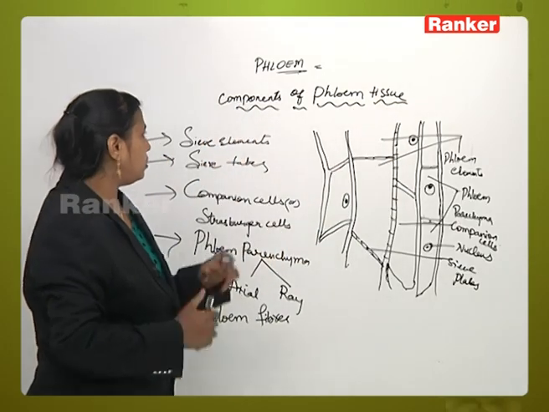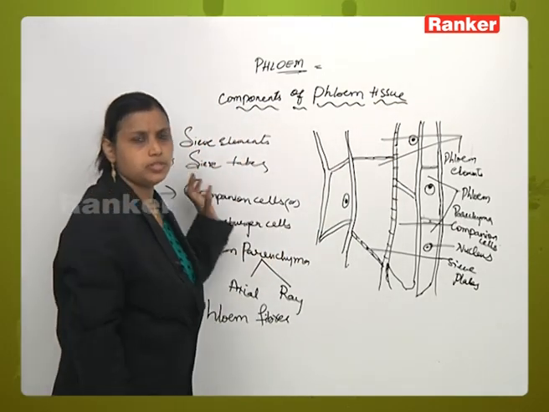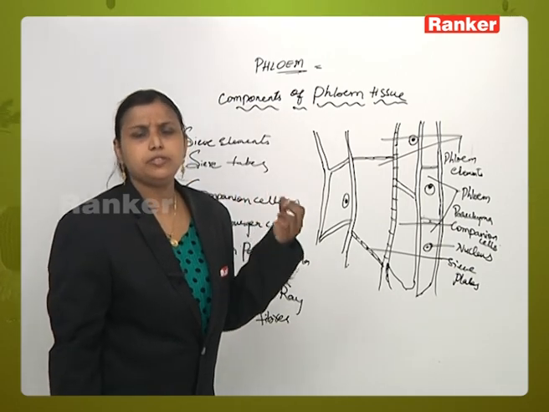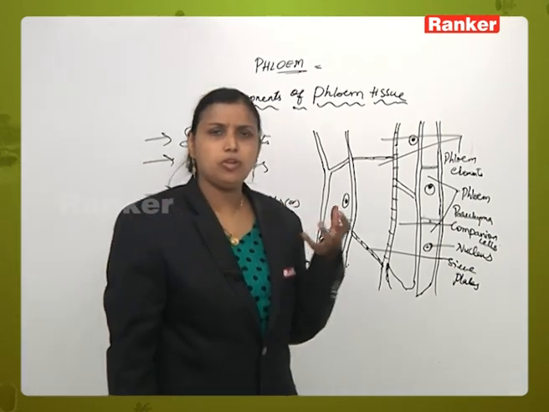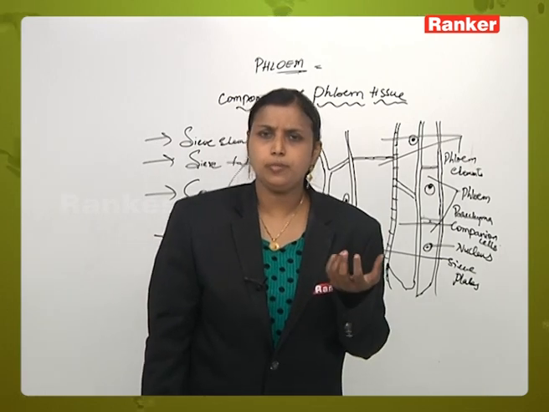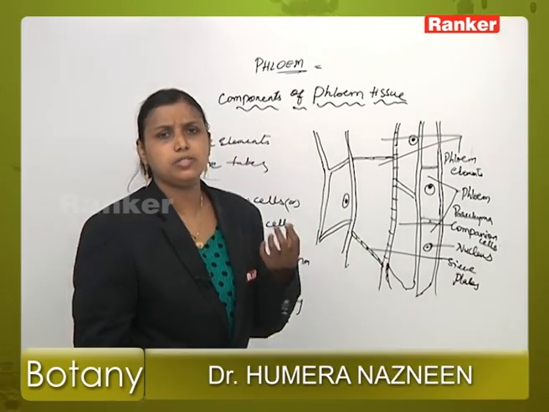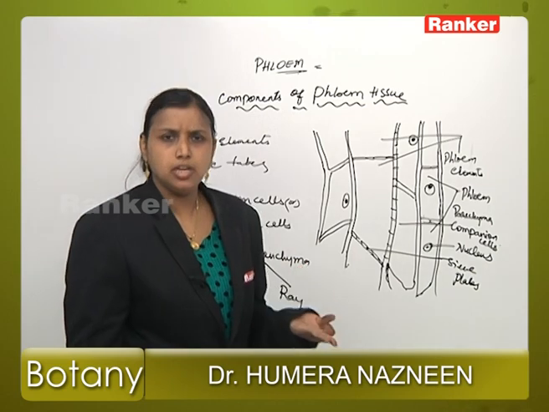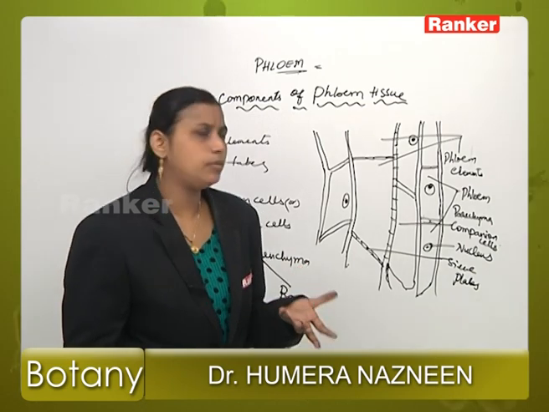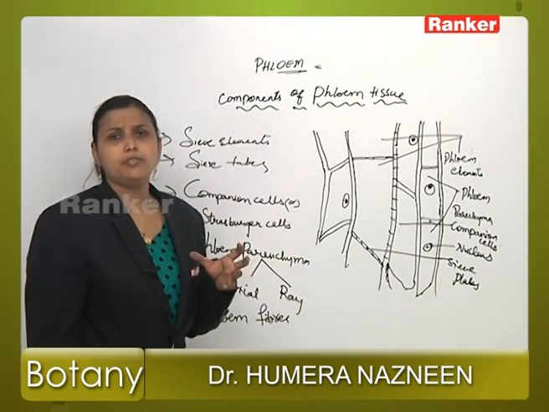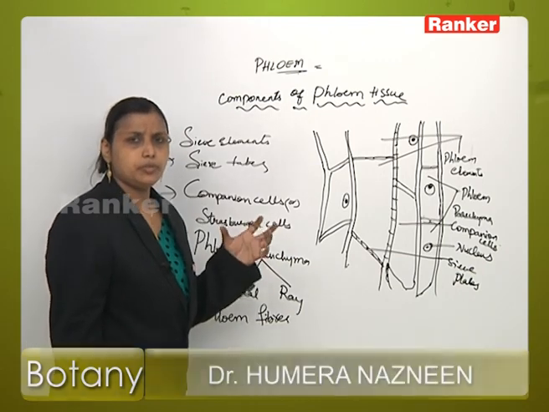Here now we are supposed to study the components of the phloem tissue. What are the components of the phloem tissue, or actually, what elements is the phloem tissue made up of? In the earlier class we studied xylem: xylem tracheids, vessels, xylem parenchyma, xylem fibers, all that. In a similar way you have phloem tissue. Phloem tissue is also made up of different components.